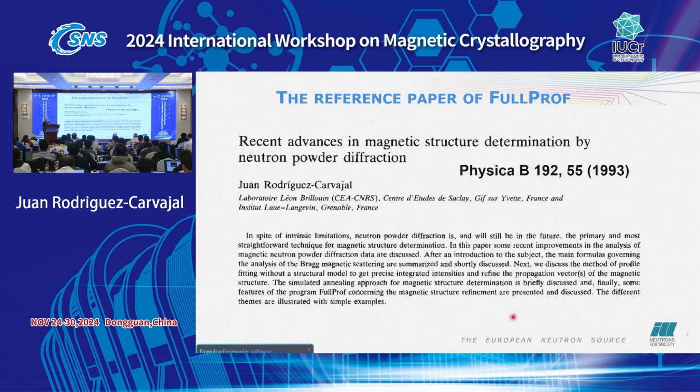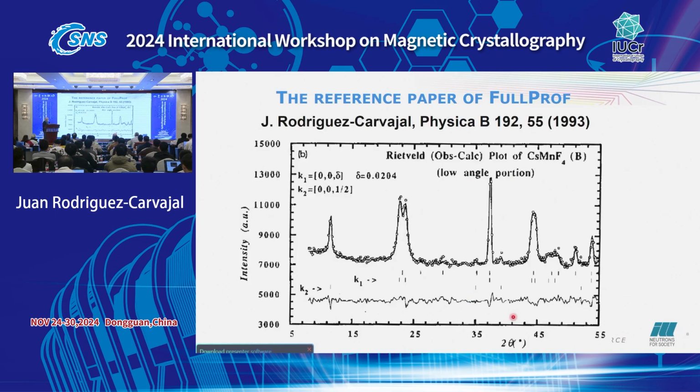And in this paper, in Physica B, there is a picture like this one, in which you see an incommensurate magnetic structure with two propagation vectors, in which you have sharp peaks, broad peaks, etc. That were able to be treated already in 93 and before, and it was the only program that was able to do this kind of treatment.